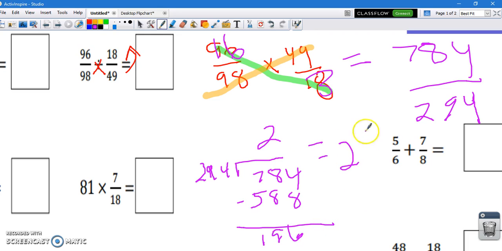So now I have 196 over 294. And guess what? These are two even numbers. How do I know? Look at the last digits. 6 is even and 4 is even. But I'm going to leave this one like this because we reduced it at least one time. So I'm okay if you didn't reduce it all the way.